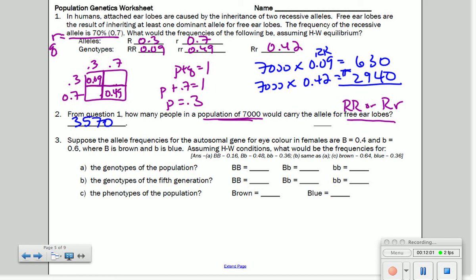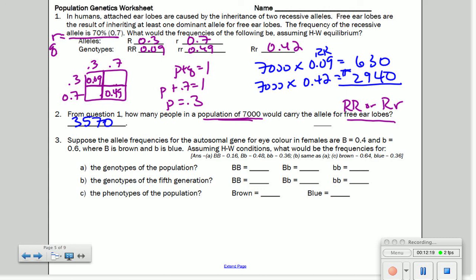Okay, moving on to the autosomal gene for eye color in females: big B is 0.4 and little b 0.6, where big B is brown and little b is blue. Assuming Hardy-Weinberg conditions, what would be the frequencies for the following? The genotypes for the population.